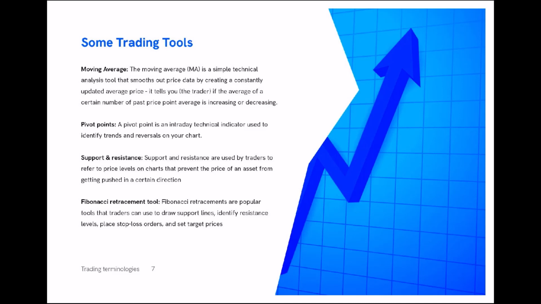Pivot point is an intraday technical indicator used to identify trends and reversals on a chart. Let me talk about support and resistance first, then come back to pivot points. Support and resistance are used by traders to refer to price levels on the chart that prevent the asset from getting pushed in a certain direction. They are areas in price where you look to buy or sell a financial instrument. Support means you'll be looking for buying opportunities. Resistance means you'll be looking for selling opportunities.